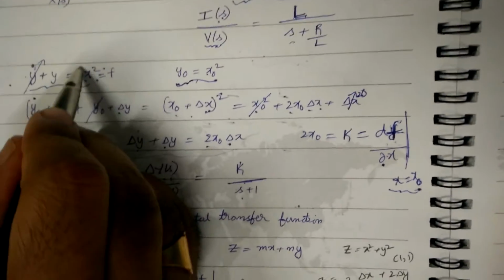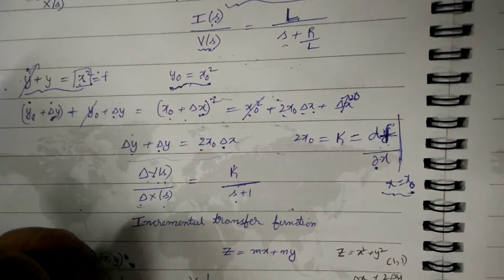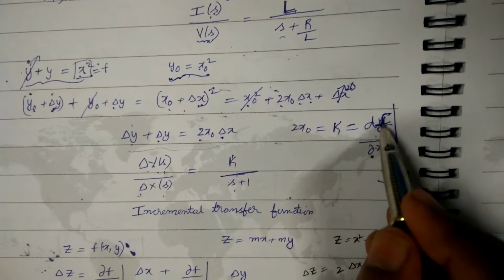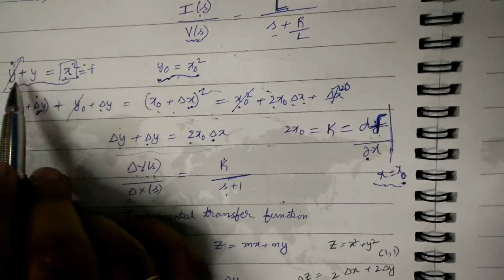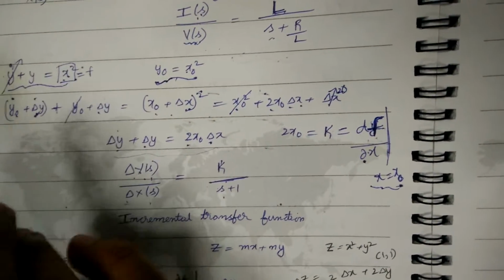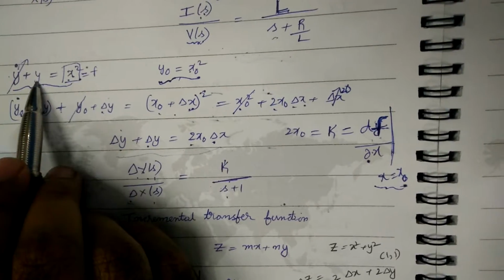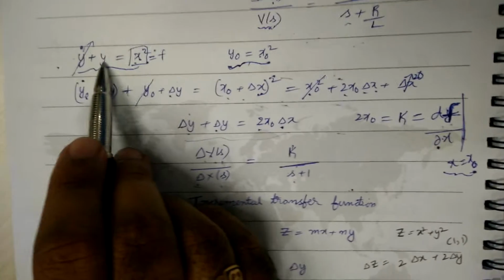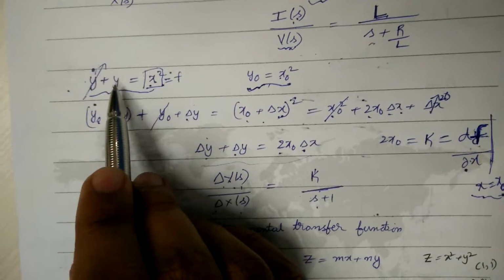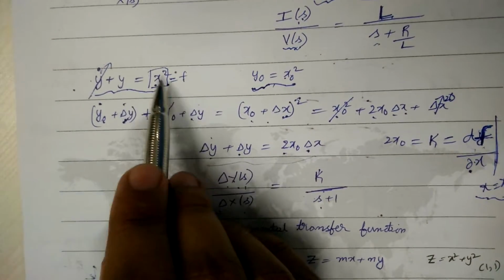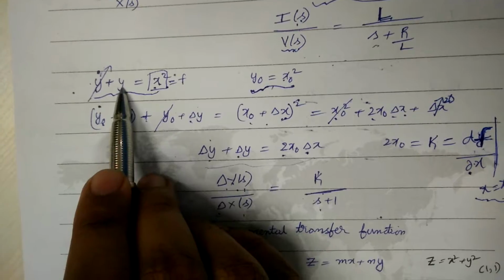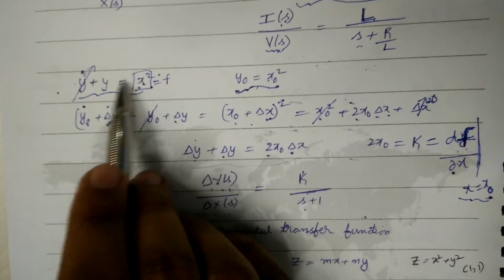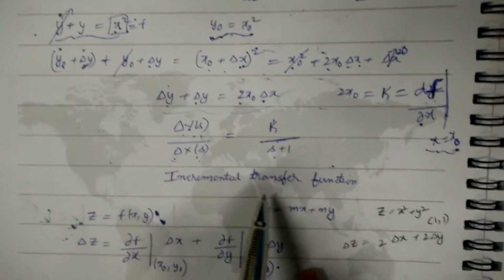So what is the nonlinear part? It is x square. So we have to differentiate the nonlinearities with respect to the input and output variables, but we are not examining whether this dynamical system is a linear function of time or not. We are interested in finding the linear approximation of this nonlinear system at a particular operating point, which is nothing but the incremental transfer function.